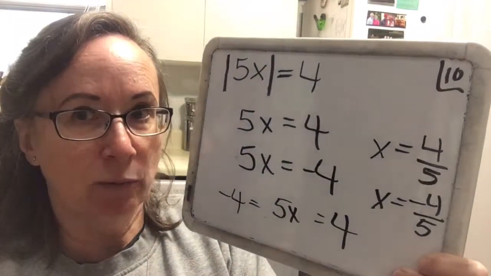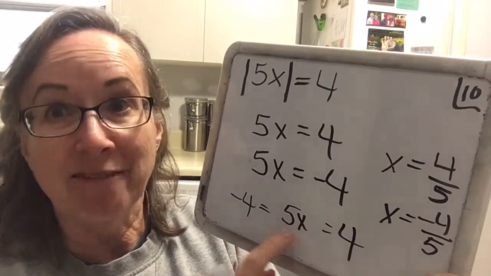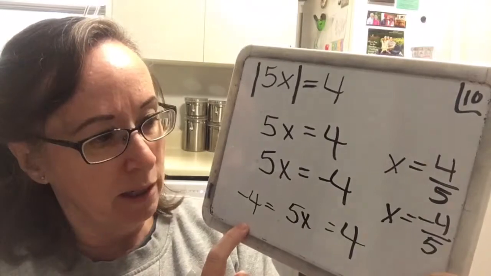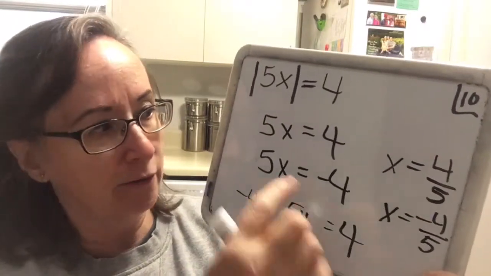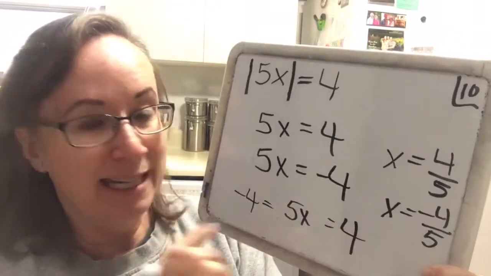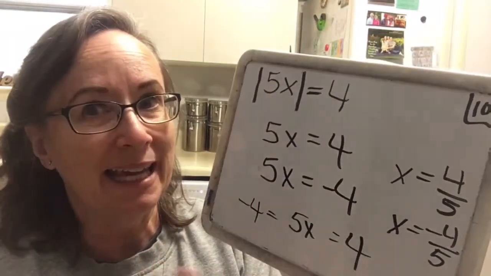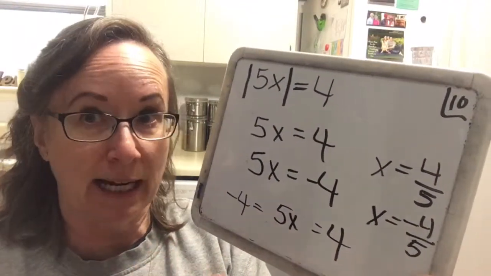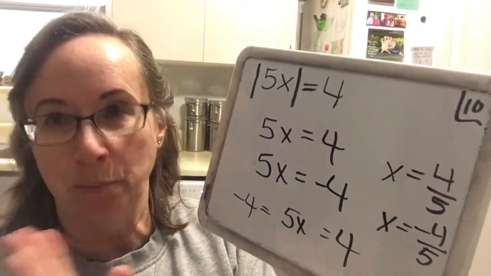Now, I understand when I do that 4 does not equal negative 4, but that 5x could be equal to either 4 or negative 4. So since I'm trying to find them both, this is just a shortcut for doing this. It is mathematically not correct because negative 4 does not equal 4, but it works, it's fast, and as long as you realize that it's just a shortcut, that 4 is not equal to negative 4, then you're pretty good.